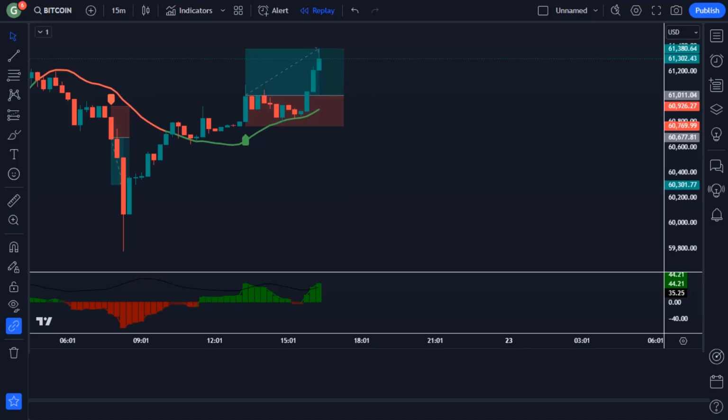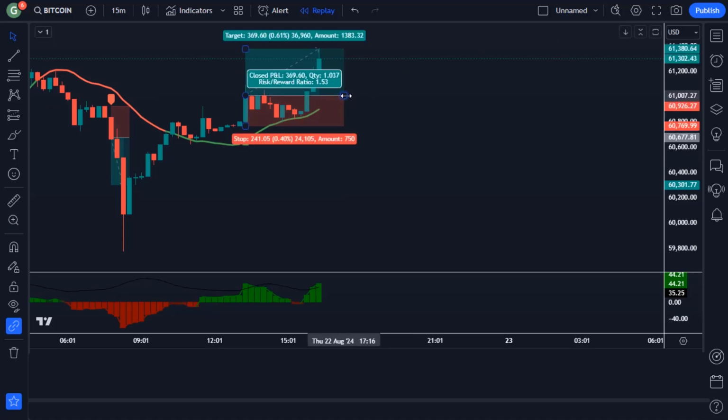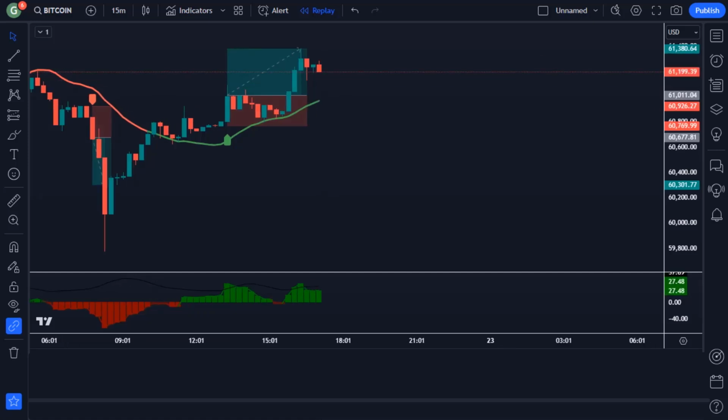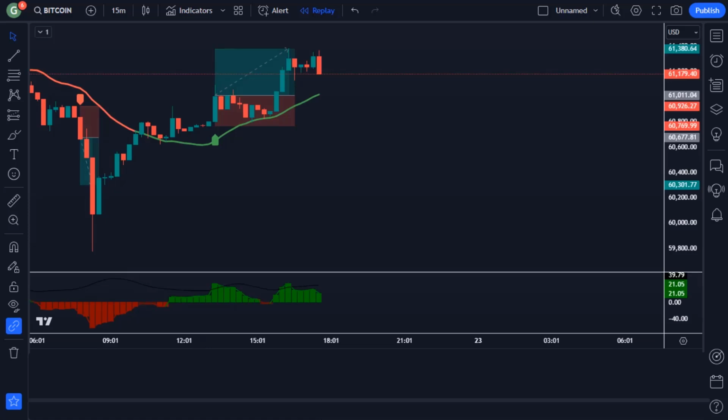The market has completely hit the target. I hope you must have liked this trading setup and strategy. If not, then it doesn't matter. We are going to see examples of some trades so that you will definitely understand.